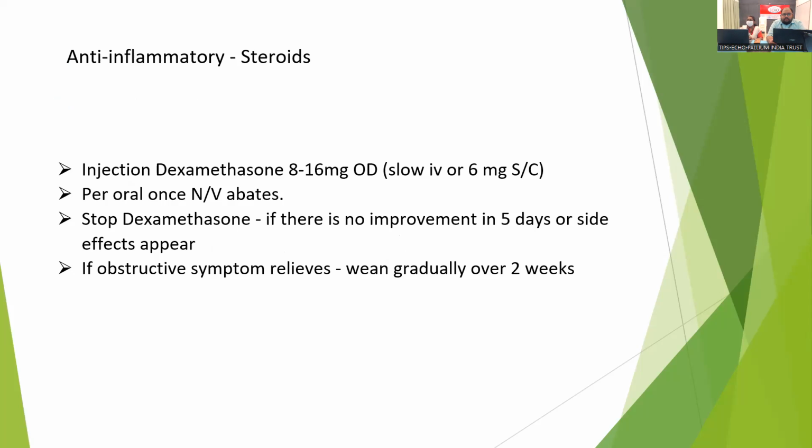So when do you stop? If you couldn't find any clinical improvement in like 5 days or the side effects appear, and you find that it's not going to improve the quality of life of the patient, you can stop the dexamethasone in 5 days. If it goes otherwise and the symptoms are relieved, we can gradually wean over a period of 2 weeks. You can reduce the dose and stop over 2 weeks.